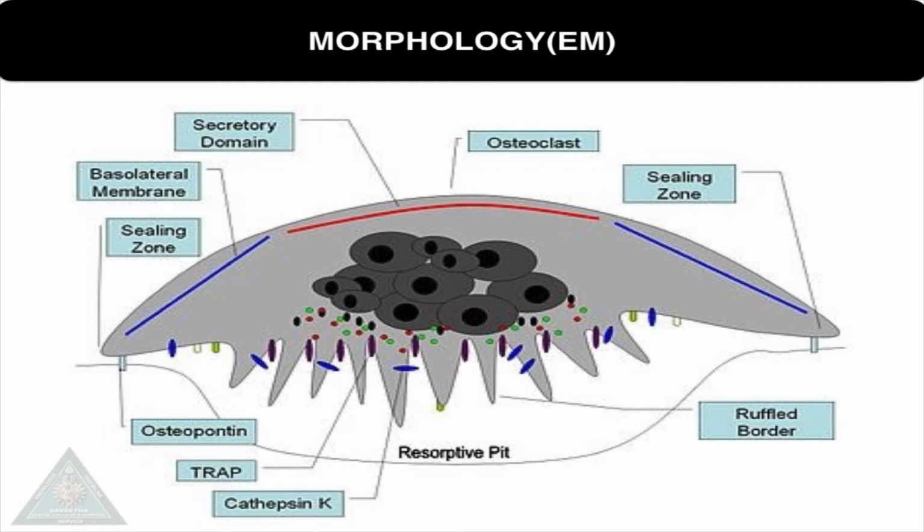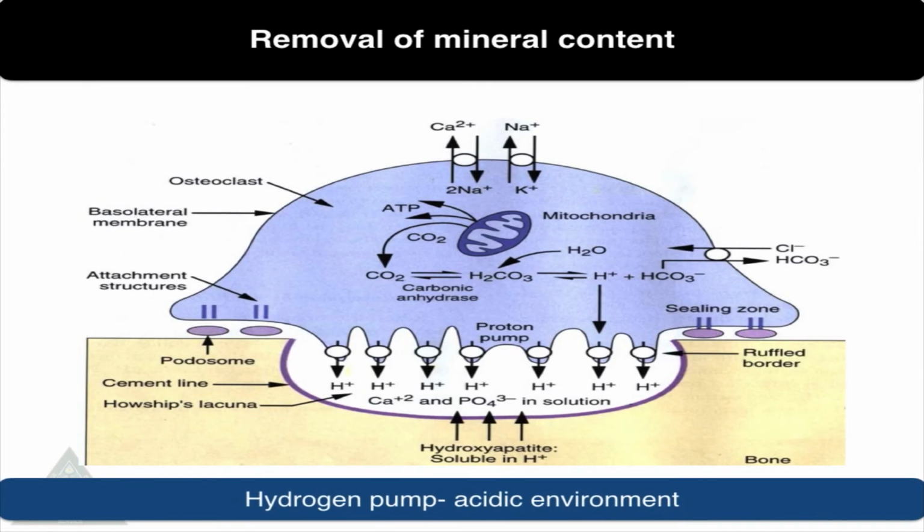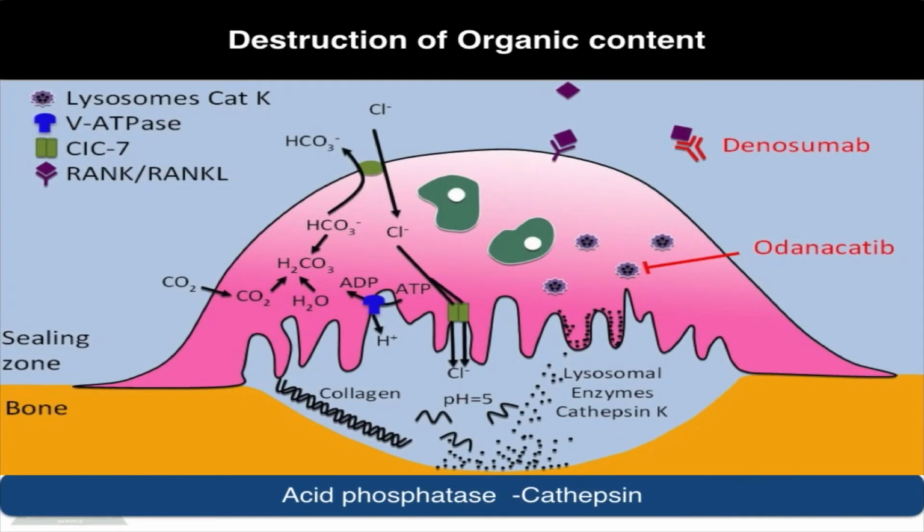And the osteoclast morphology, all of you know that it has a ruffled border, and on either side there is a sealing zone. It is a multinucleated cell, and the osteoclasts resorb the bone by two mechanisms. The first mechanism is removal of the mineral content, followed by the destruction of the organic content. The mineral content is removed by the acid, that is, the hydrogen pump of the osteoclast, which creates an acidic environment that removes the mineral.